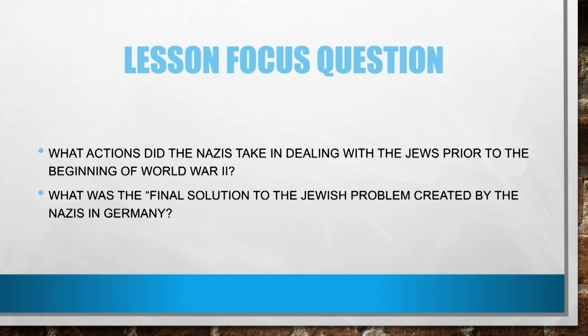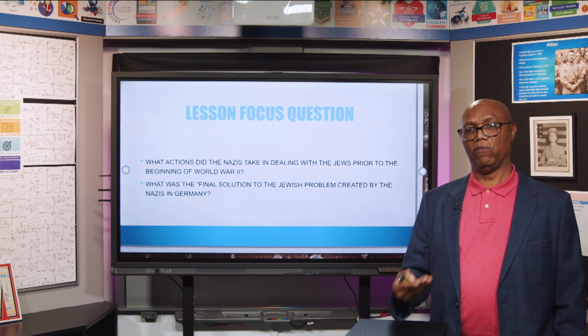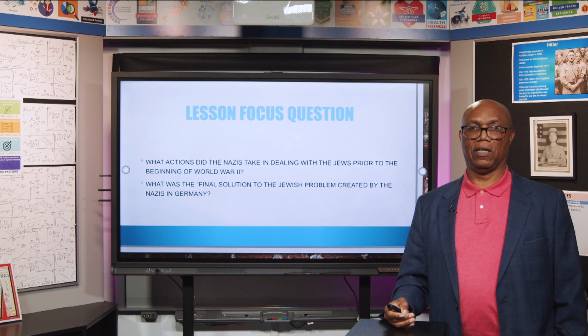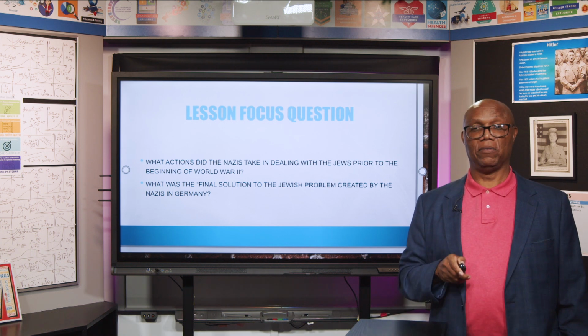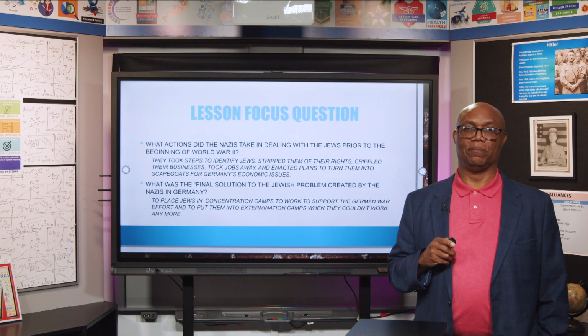All right, our lesson focus questions. Number one, what actions did the Nazis take in dealing with the Jews prior to the beginning of World War II? And number two, what was the final solution to the Jewish problem created by the Nazis in Germany? And once again, if you take a few minutes and look over those, it shouldn't be very difficult, of course, to come up with those particular answers. But if you did have some difficulty, this is what you should have come up with.